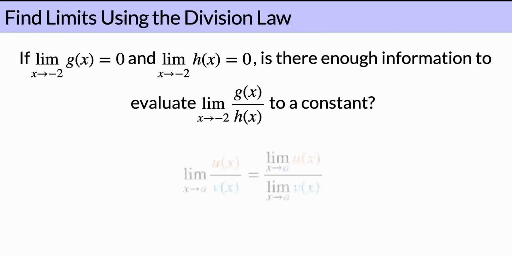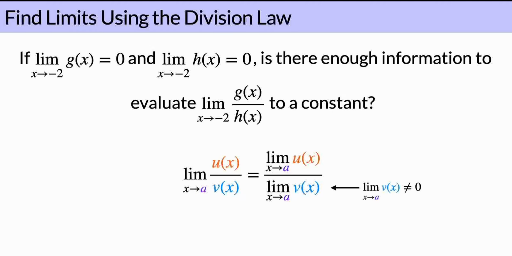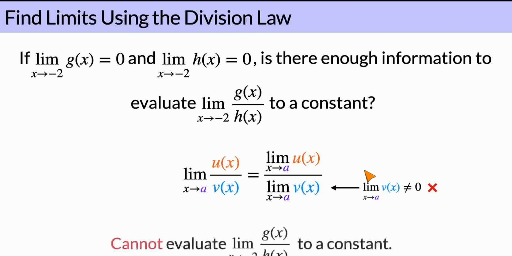Remember that in order to use the division law, the limit of the denominator must not equal 0. However, the limit of the denominator of this function is equal to 0. Therefore, we cannot apply the division law, and we do not have enough information to evaluate this limit to a constant. Great job today using the division law to evaluate limits.